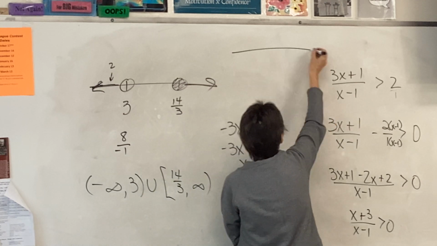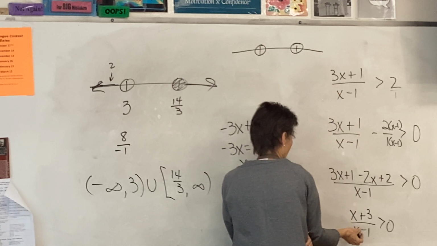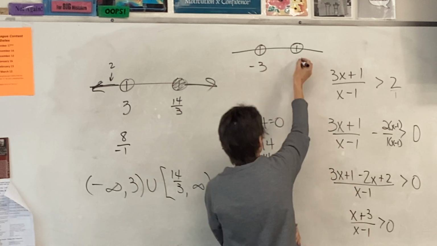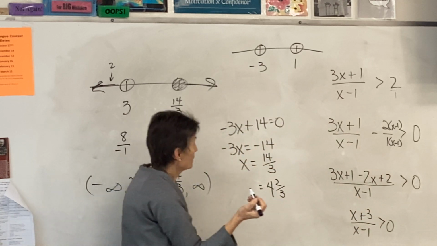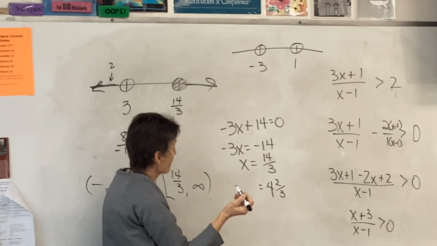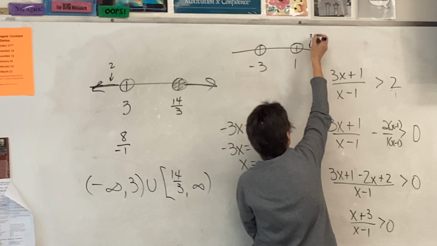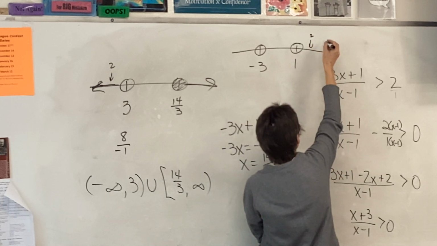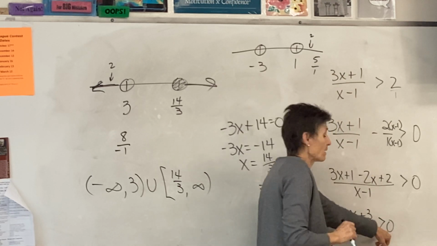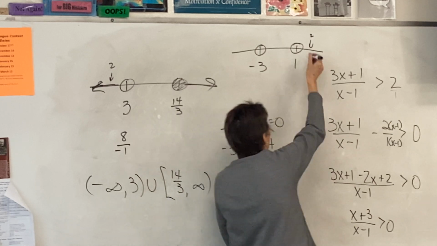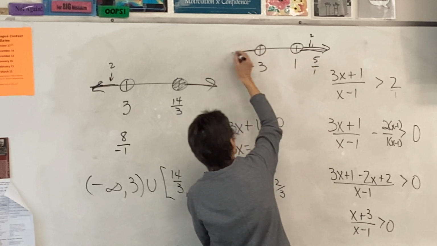So here's my number line. Here are my 2 dots. Where are my 2 dots going to go? -3 and 1. This is an easy one to tell, right? -3 and 1. Pick a number. 2. 2 is here. So if I put 2 in, I get 5 over 1. Is that greater than 0? Yep. So I shade out there where 2 is. And if I shade it there, then I don't shade there and I do shade here.